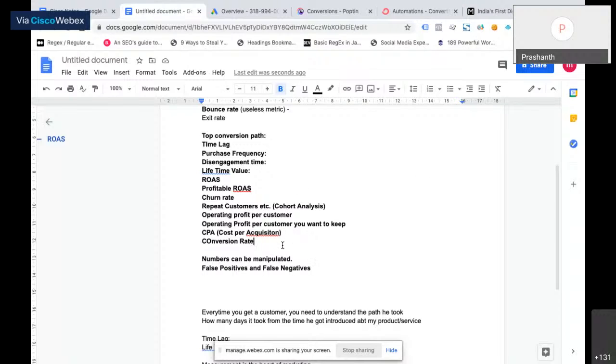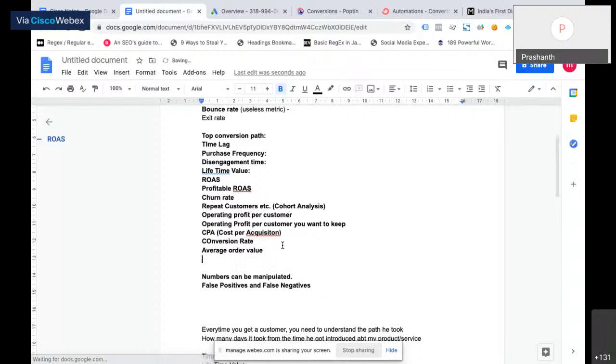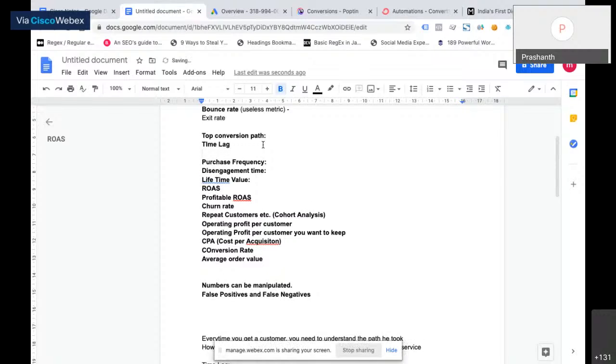You need to understand your conversion rate, you need to understand your average order value. If you don't understand all these things, okay, I'll write more. Top conversion part, time lag, purchase frequency, user retention.